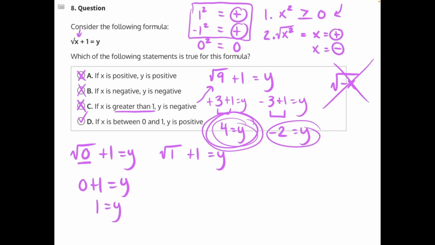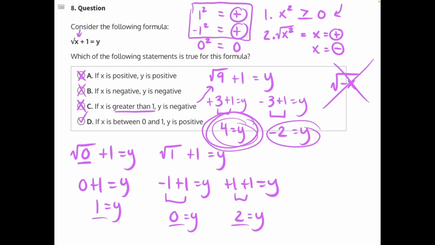Then in our second equation, the square root of 1 would give us negative 1 plus 1 equals y, and positive 1 plus 1 equals y. When I solve both of these, negative 1 plus 1 equals 0, and 1 plus 1 equals 2. All of these results are either 0 or positive, making D the correct answer.